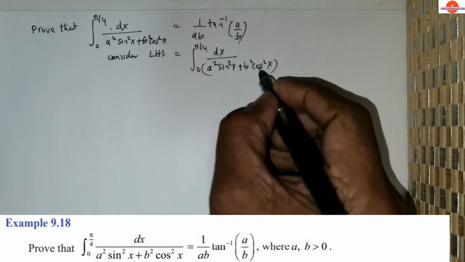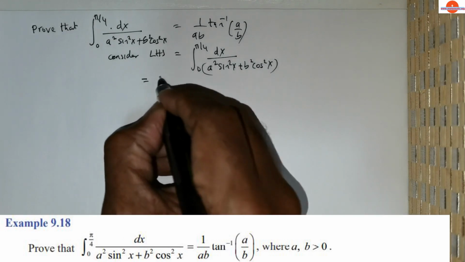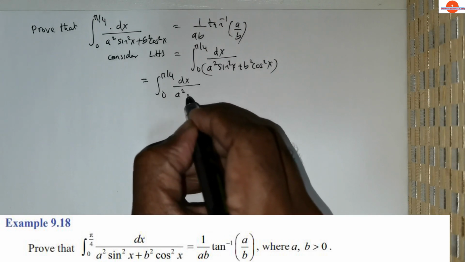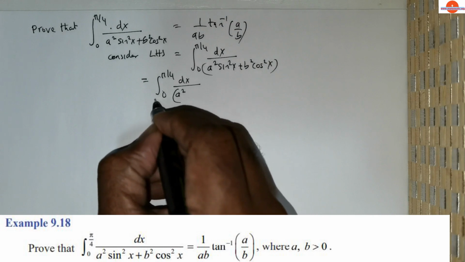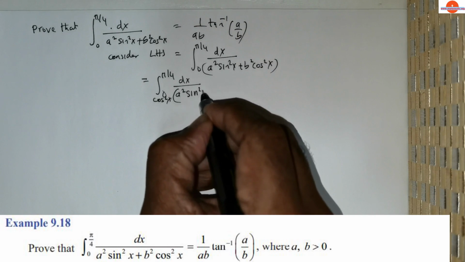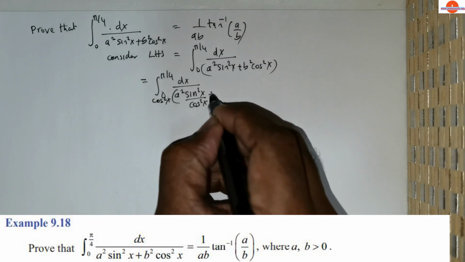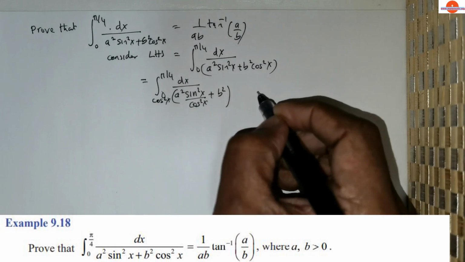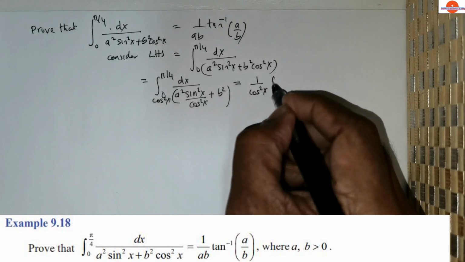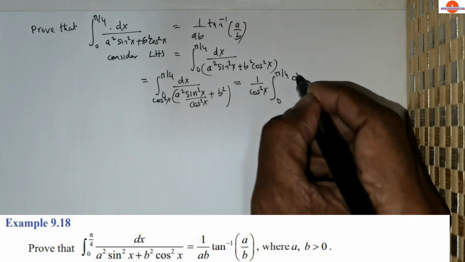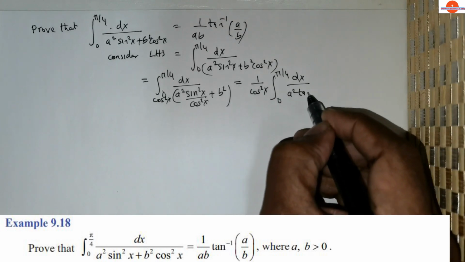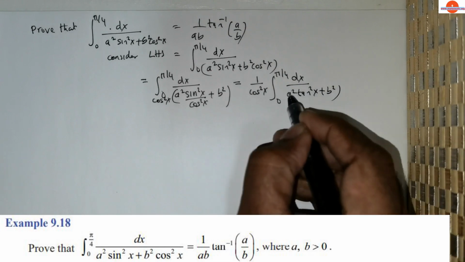Now I'm going to be taking cos squared x out. So when I do that, this is going to be the integral from 0 to pi over 4 of dx divided by, so cos squared x comes out, and that would mean I now have a squared times sine squared x divided by cos squared x plus b squared. So this is rewritten as 1 divided by cos squared x times the integral from 0 to pi over 4 of dx divided by a squared sine squared x over cos squared x, which is tan squared x, plus b squared.